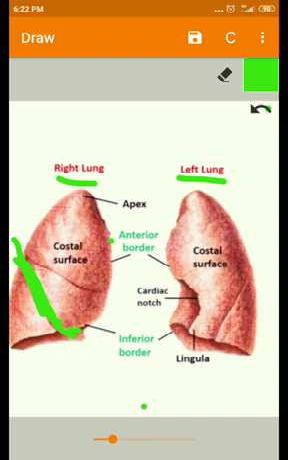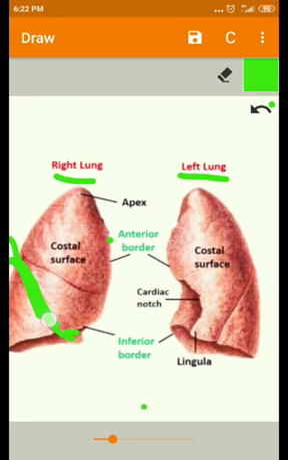So crossing the posterior border, on the posterior aspect this oblique fissure crosses the posterior border about 2.5 inches below the apex, and the inferior border about 2 inches from the medial plane. So from the medial plane, 2 inches on the inferior border, this oblique fissure we can see here.